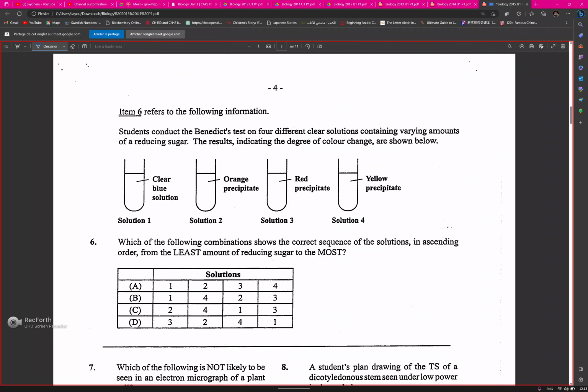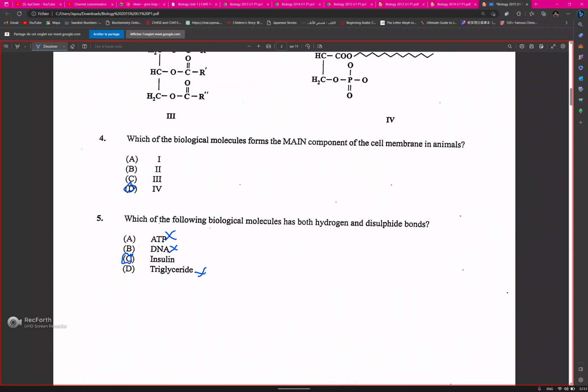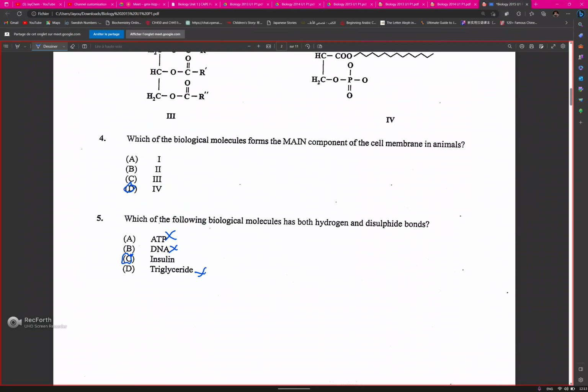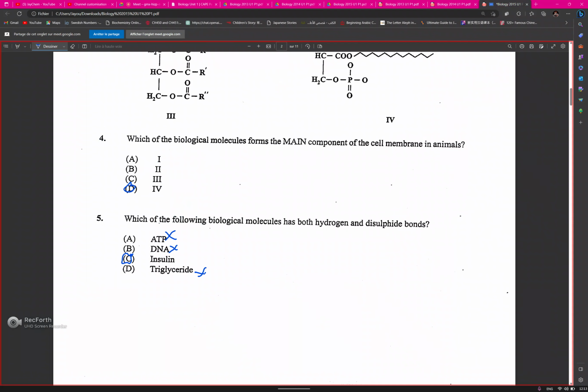Yes, sir. So we're saying that insulin would be the most likely answer because it is a protein. Is insulin not a protein? Yes. Somebody say no down here? Okay.